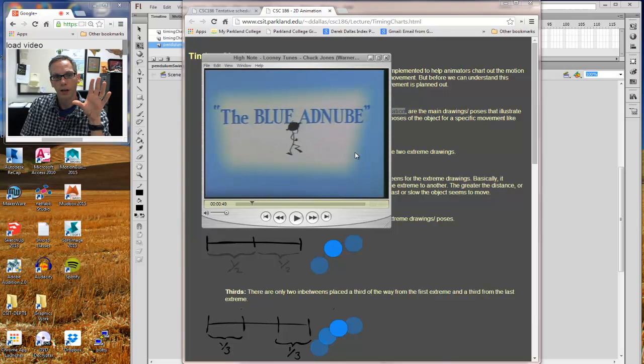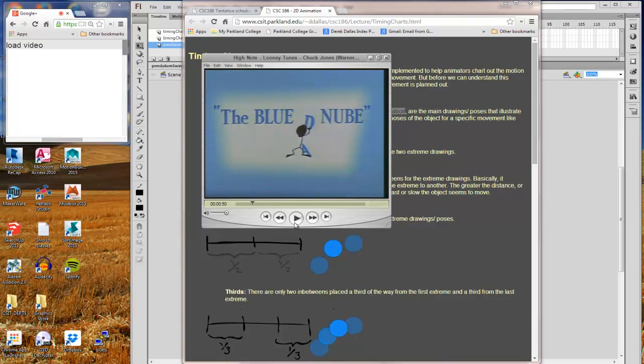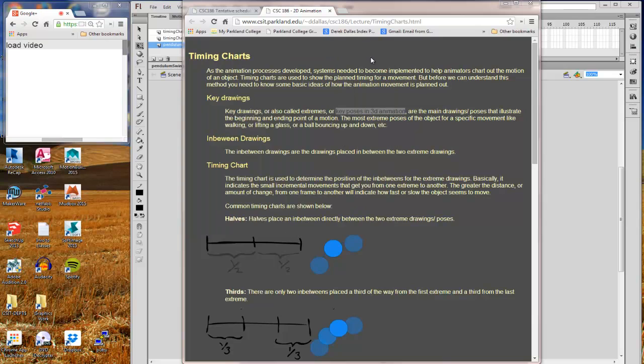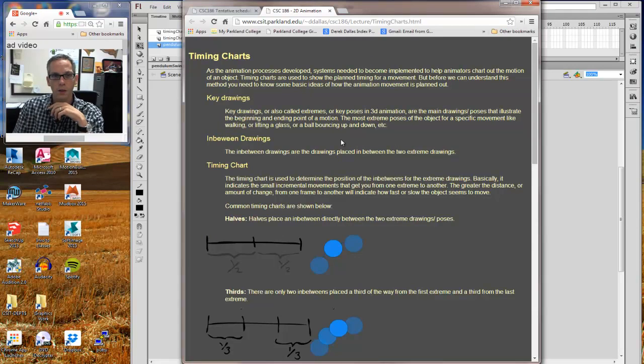So the movement moves a little quicker, and then it slows down, and then he goes over and grabs this. So there's a pose, and then the next pose. Notice how everything moves in an arc too. I'm getting ahead of myself, but this gives you an idea.